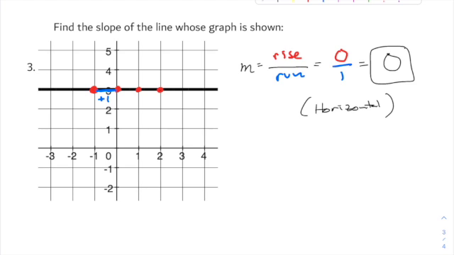A horizontal line always has a slope of 0, right? 0 change in your bank account. It's not going up or down, 0 change. Not positive or negative. That's the one number that's non-positive, non-negative.